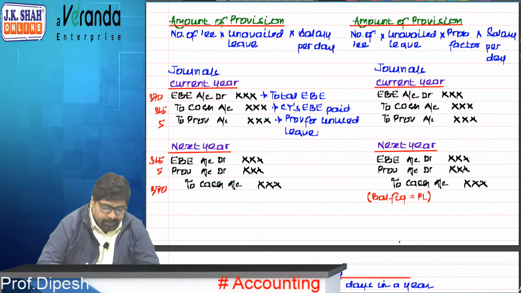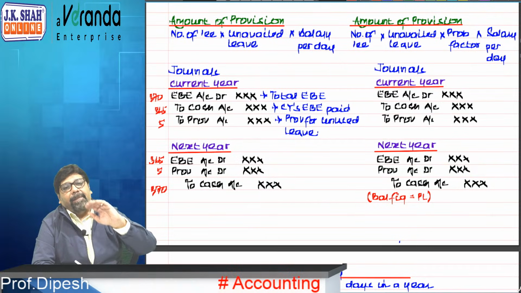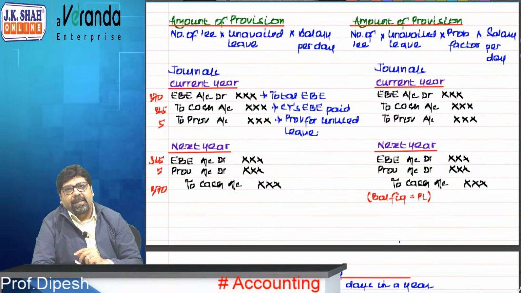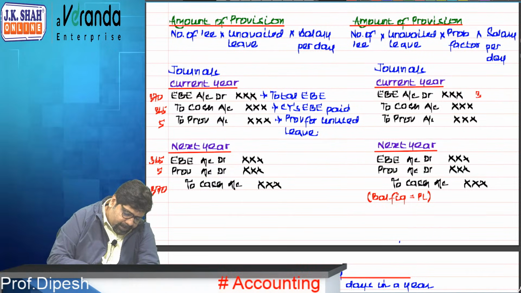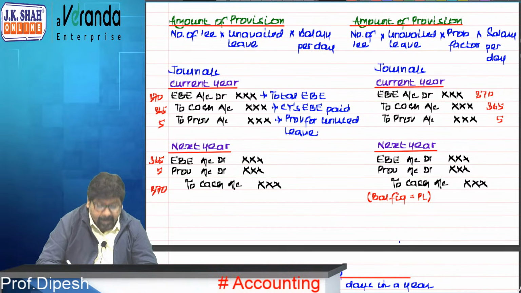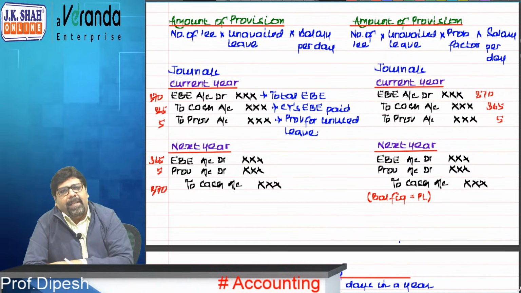Now, you are giving him 5 days extra leave in the next year. So this year he worked for how many days? 370. So you will give him cash how much? 365. Provision 5. Next year he will work for how many days?